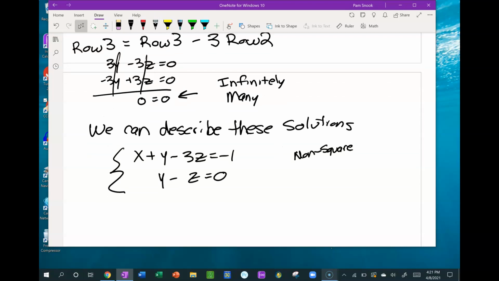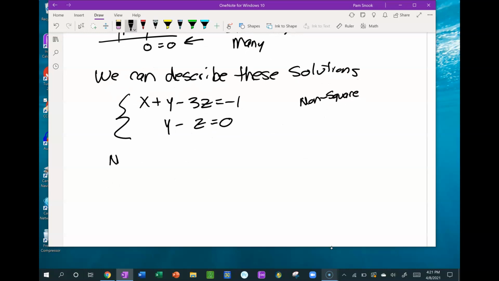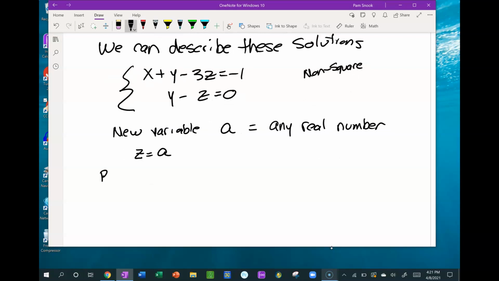We're going to make up a new variable. It's going to be A, and A is going to be any real number. And because Z just totally dropped out, my last line dropped out totally, I'm going to say that Z equals A. That gives me something I can backwards substitute. And so now, backwards substitution.